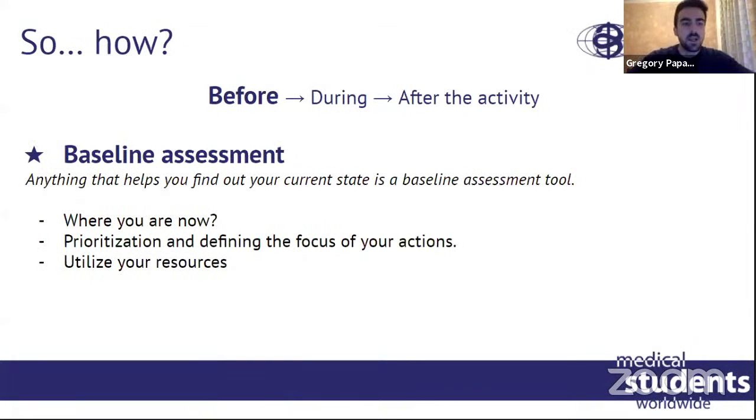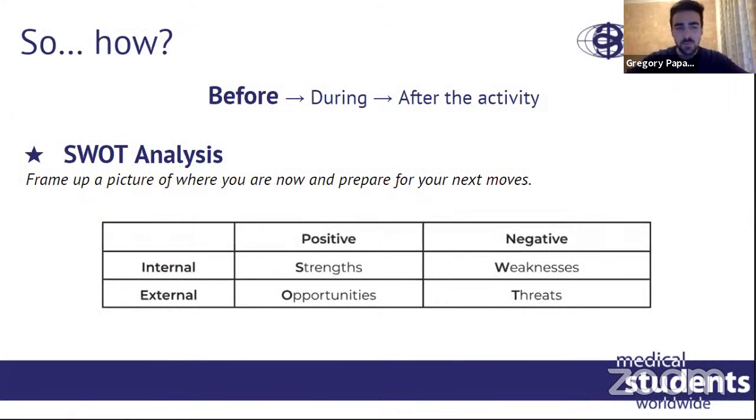We can move on. Great, and now I would like to give you a few tools in order to help you with activity evaluation. And basically, before the activity, you just need to conduct a baseline assessment. Well, anything that helps you find out your current state is a baseline assessment tool. You assess where you're now, you prioritize and define the focus on your actions, and you utilize your resources. There are a few tools that will help you with baseline assessment. And next slide, please. The most common tool is the SWOT analysis.